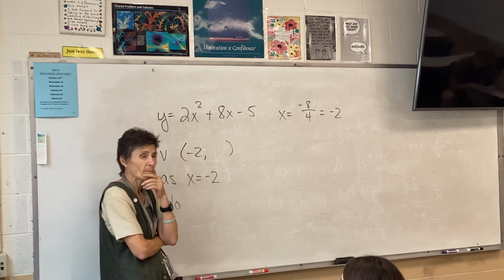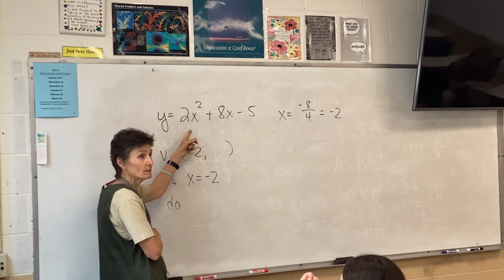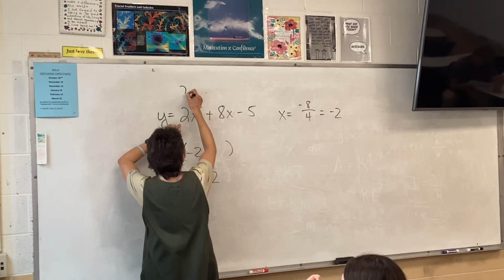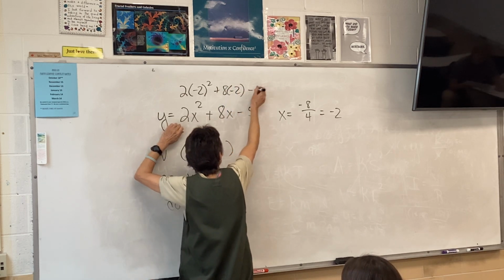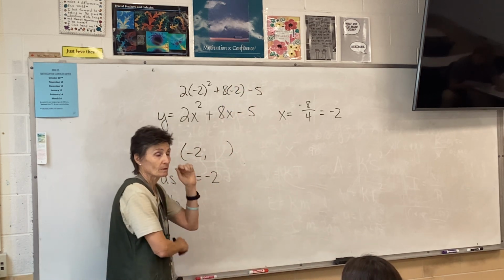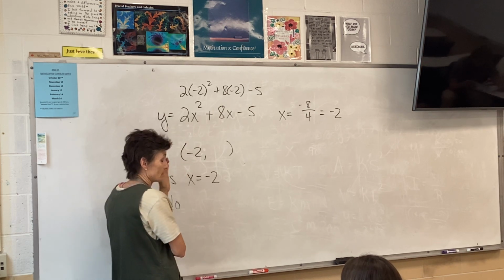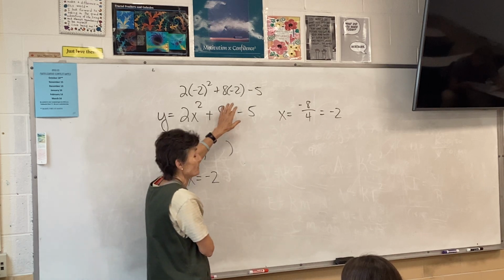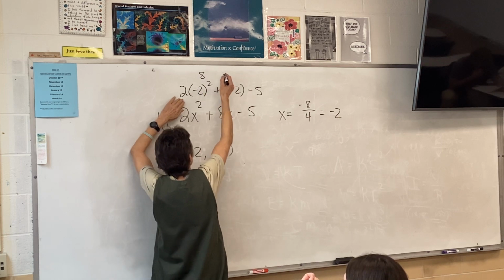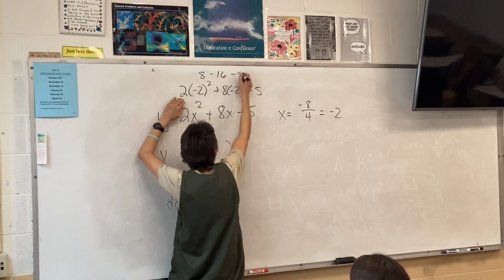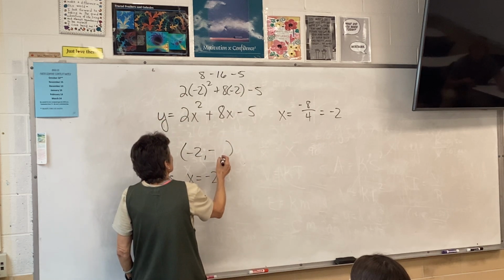And then how do I get the y part? Sandra? I plug it back into the equation. So carefully, 2 times negative 2 squared plus 8 times negative 2 minus 5. Right? And then if I need a calculator to do that, I can use it, but I gotta be really careful. These parentheses are important. Negative 2 squared is 4 times 2 is 8 minus 16 minus 5. So what is that? Negative 13.